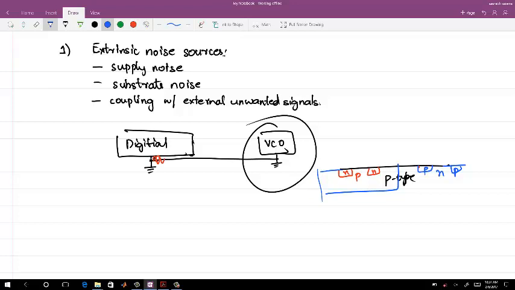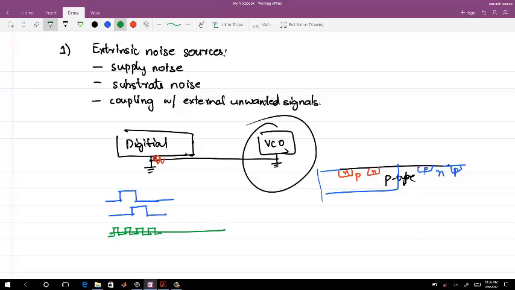Same is with the supply noise. The other thing is coupling with external unwanted signals. Let's say your reference and your clock, your up and down signals, are running close to you, and this is the actual line, wire. And if these are running close to your VCO frequency, okay.